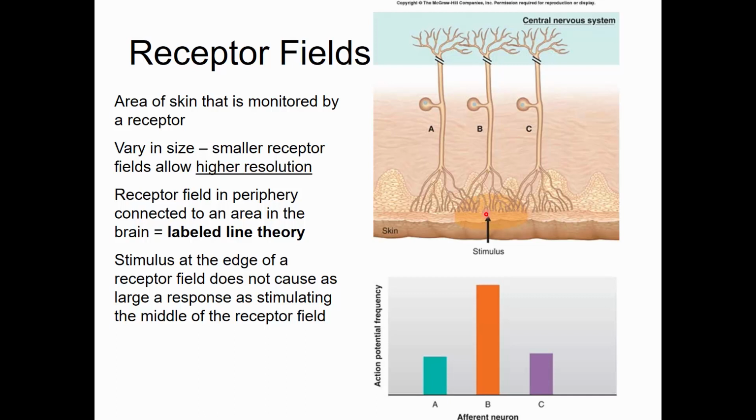And so the sensory nervous system follows the labeled line theory, that there's a point out in the periphery that corresponds to a particular point in the brain. And this labeled line is parallel to that labeled line, and that labeled line is parallel to that labeled line. So people also call this parallel processing.